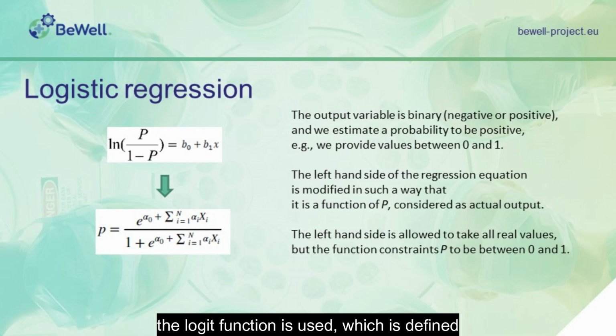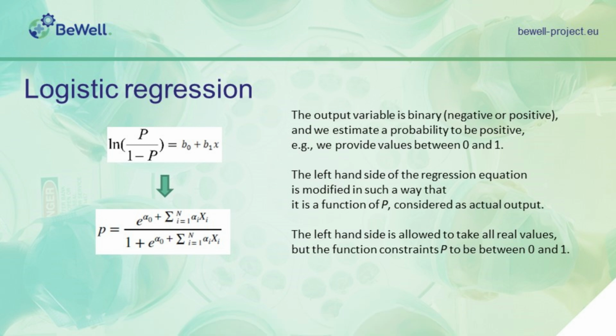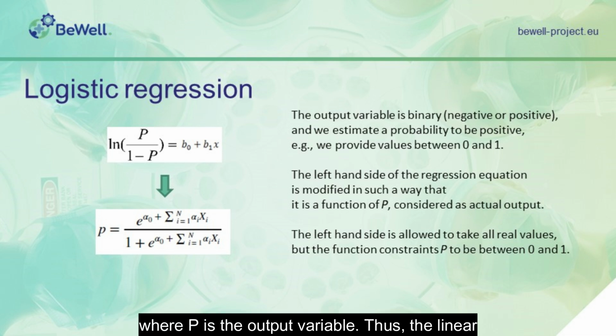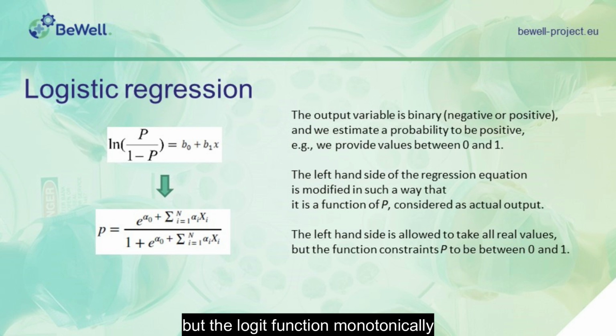More specifically, the logit function is used, which is defined as the natural logarithm of the ratio between p and 1 minus p, where p is the output variable. Thus, the linear combination of the inputs provides a value that is unbounded, but the logit function monotonically converts it onto values of p between 0 and 1.